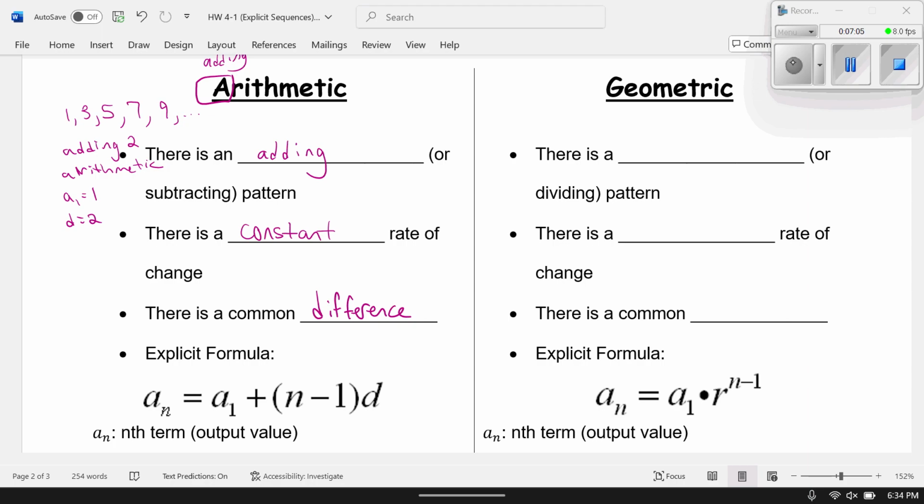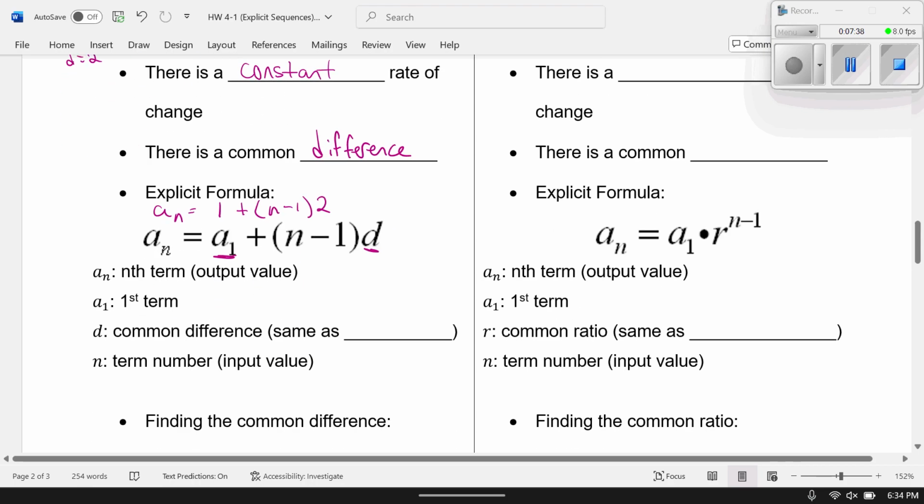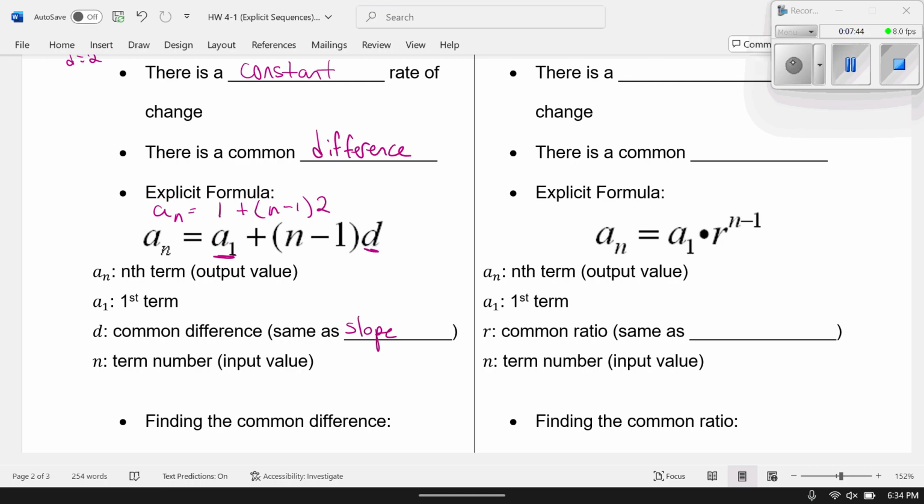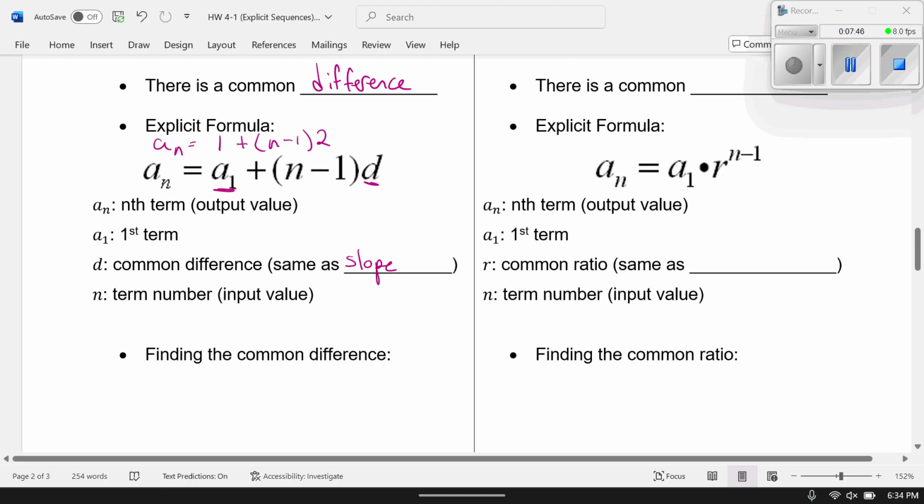Because we are adding 2 each time, we say the common difference is 2. Now let's say you want to use this in a formula. You would go to your reference sheet, look at this explicit formula, and just plug in the following. A sub 1, we are starting with 1, plus n minus 1 times the common difference, which is 2. And all of a sudden, you have an explicit formula. And that's great because if you want to find the 10th term, all you have to do is plug in 10. Now, your common difference is the same as the slope of a linear function.